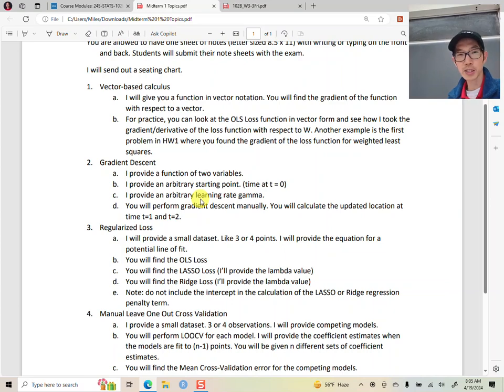You'll have some vector-based calculus. I'll give you some kind of function. That function will be written in vector notation, and then I'll ask you to find the gradient of the function with respect to a vector. As far as practice goes, you can take a look at the OLS function in vector form and see how we took the gradient with respect to the vector W. You also did something similar in homework 1 where you had weighted least squares, and you took the gradient with respect to W there, things like that, okay?